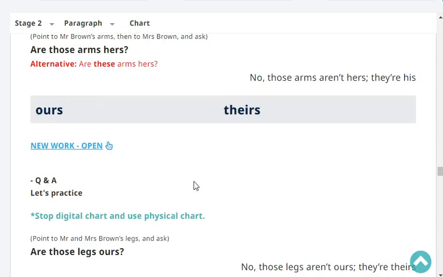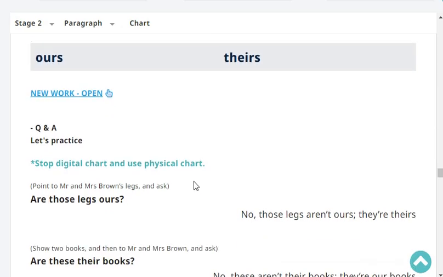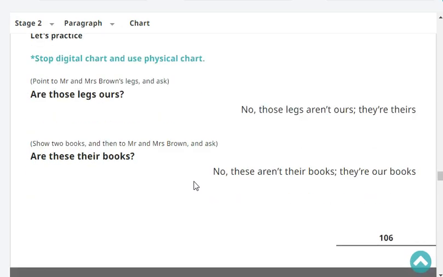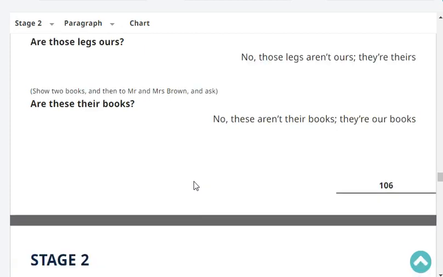Very good. Okay, are those legs ours? No, those legs aren't ours. They're theirs. Very good. Okay, here we go. Are these their books? No, those aren't their books.